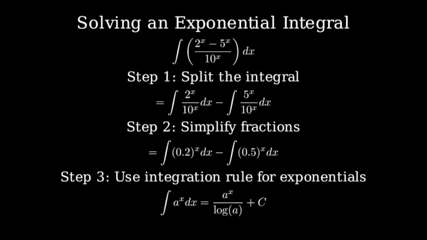Let's apply this rule to each integral. For the first term, we get 0.2^x divided by log of 0.2. For the second term, we get negative 0.5^x divided by log of 0.5.